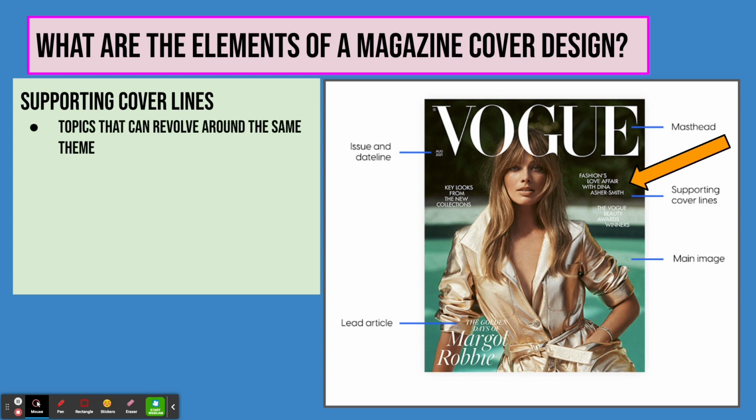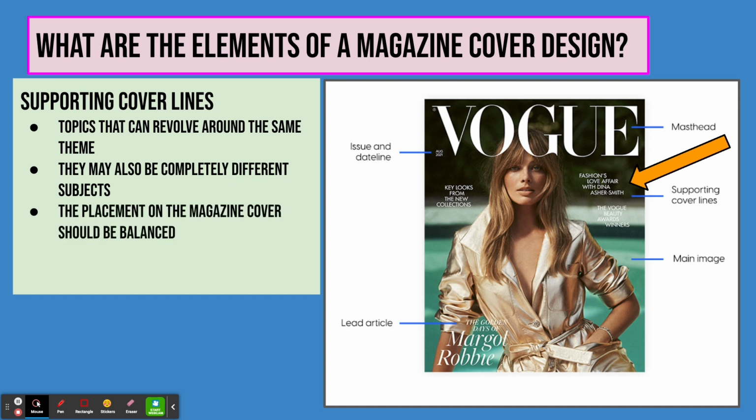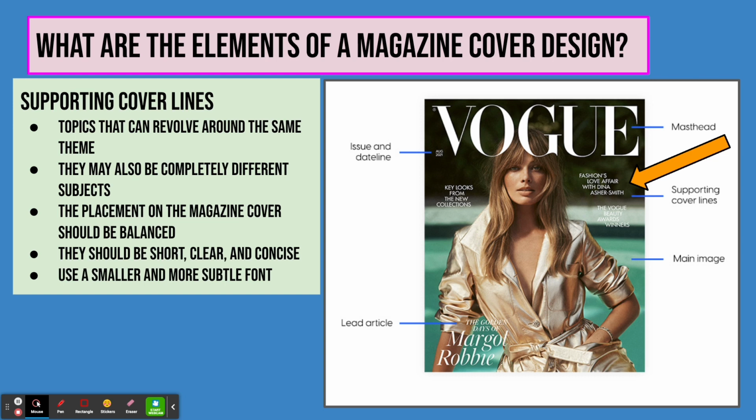Okay, topics that can revolve around the same thing, but they don't have to. They may be completely different. The placement on the magazine cover should be balanced. That's really important. And they should be short, clear, and concise. Use a smaller and more subtle font.